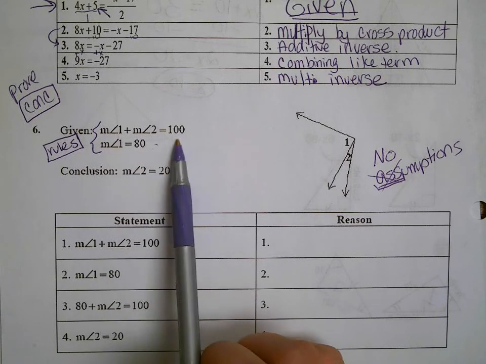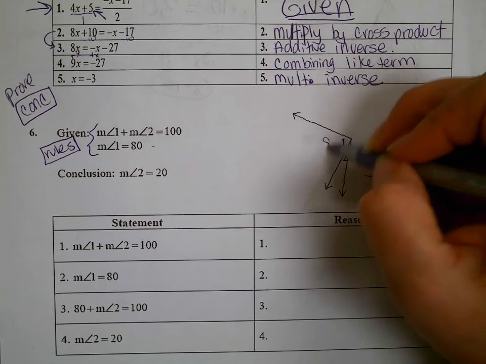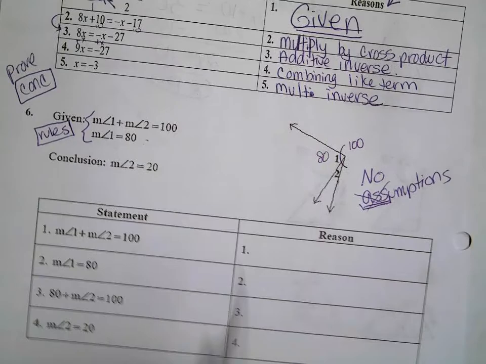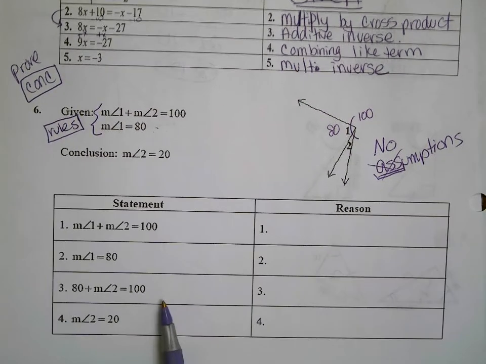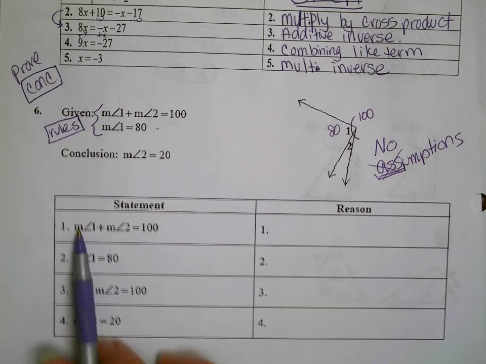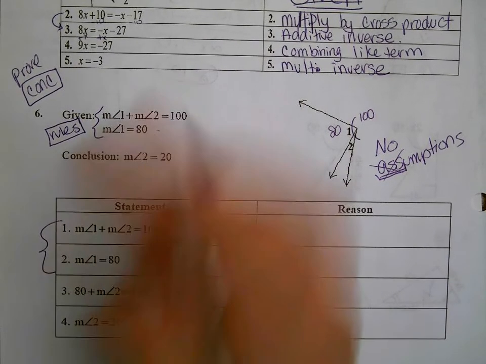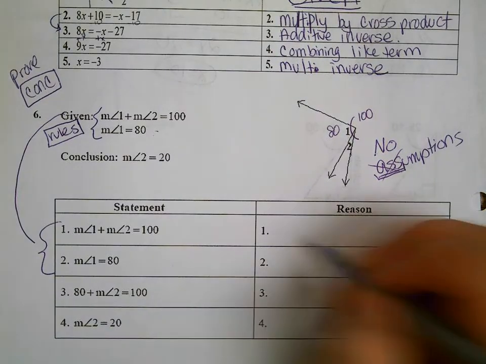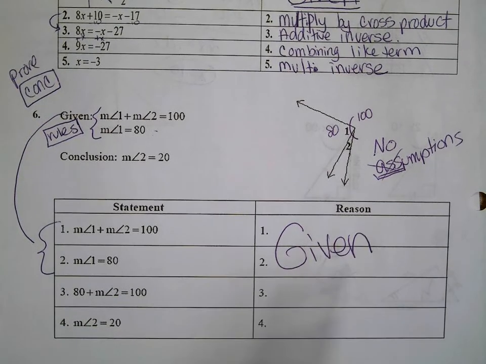So angle 1 plus angle 2 is 100, and the measure of angle 1 is 80. Well, if I know that this is 80 and the whole thing is 100, then angle 2 must be 20. But how did we get through there? How did we get to that process? So again, the first 2 statements in our proof were part of the given, right? That information came from here. The given information is this. So statements 1 and 2 are both given to us.